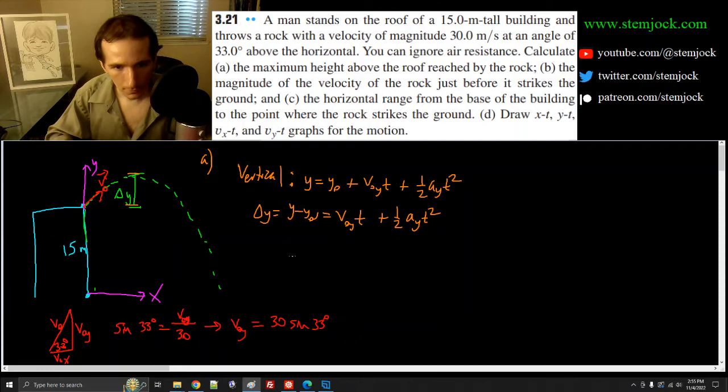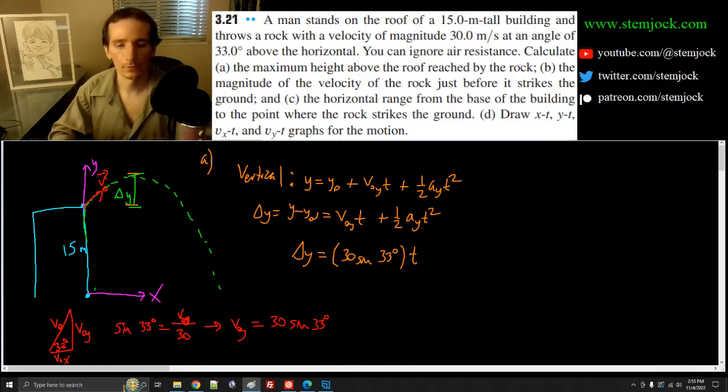So delta y equals 30 sine 33 degrees times t. All right, so ay, that is the component of the rock's acceleration in the y direction. The only force acting on this rock as it moves through the air is gravity, which is completely vertical. Gravity points downward always.